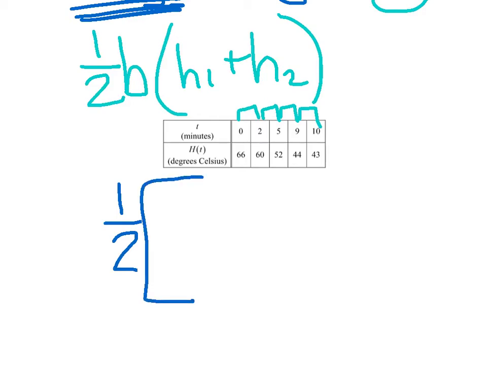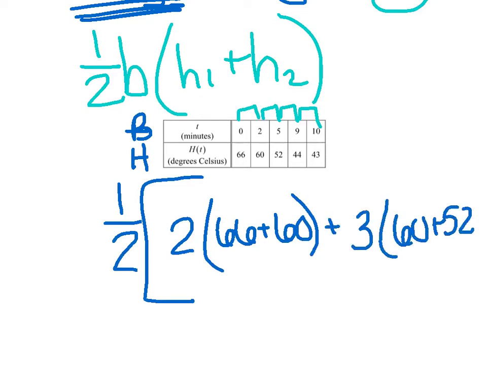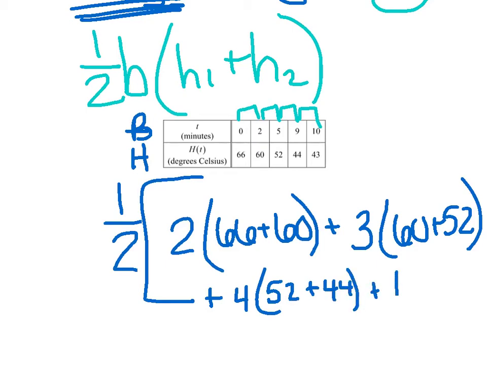So my base, remember, base is the bottom, the x values, h is the height, the second one. So my base is 2, and the height of my trapezoid is going to be 66 plus 60, plus my next one has a base of 3, and I should be using 60 plus 52, plus a base of 4, 52 plus 44, and a base of 1, 44 plus 43.